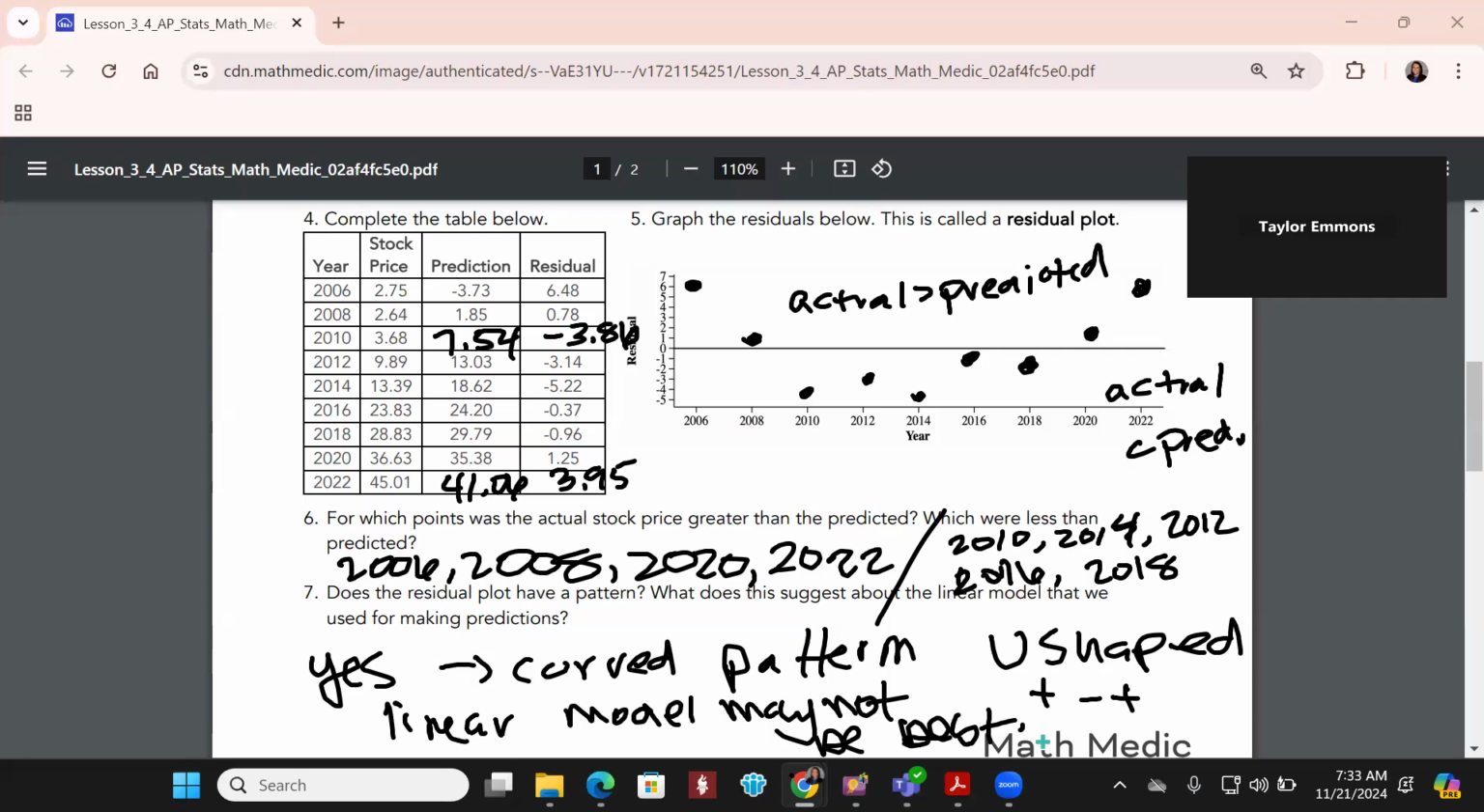If the residual plot has no pattern, then the line is a good model. So just a side note, if no pattern, line is a good model.